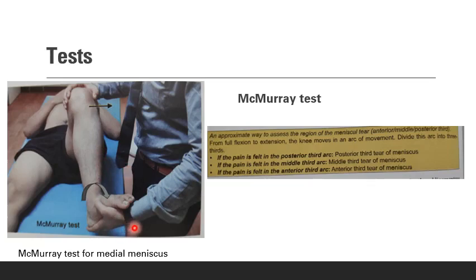Similarly, for lateral meniscus, patient lies supine in the similar posture with the knee extended. Patient is asked to flex the index knee as much as possible. Internal rotation is given with varus stress at the knee, and the knee is gently extended. In case of lateral meniscus tear, patient will wince with the pain. If the pain is felt in the posterior third arc, posterior third tear of the meniscus is present. If pain is felt in middle third arc, middle third tear is present. If pain is felt in the anterior third arc, anterior third tear of the meniscus is present.